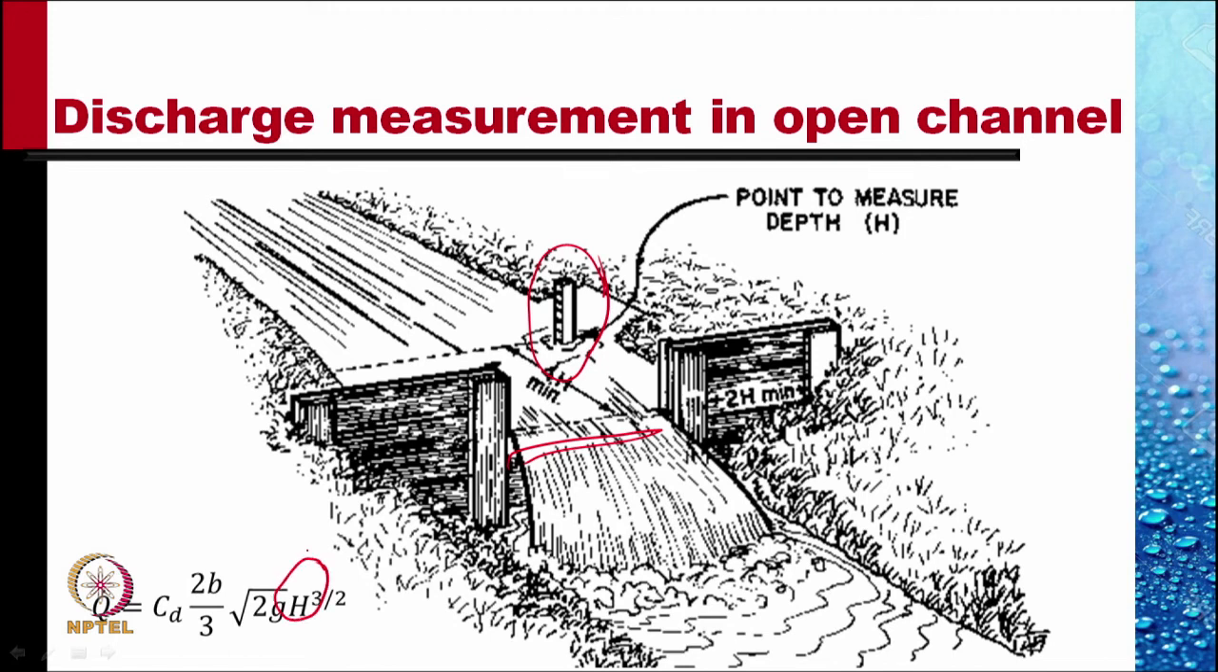If we know the width b, using this equation, Q dot is equal to Cd times 2b by 3 times the square root of 2g into H raised to the power 3 by 2, we can measure the discharge rate. Cd is called the discharge coefficient, and this discharge coefficient is actually a factor of ignorance. There are a lot of assumptions that were made in deriving this formula. So Cd is an experimentally determined coefficient that corrects for those assumptions.